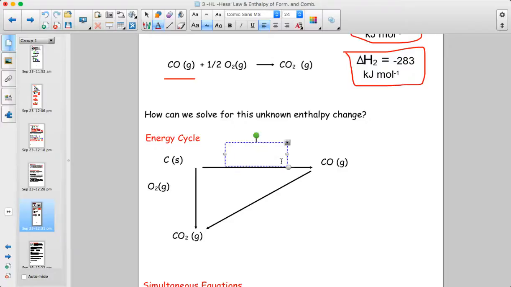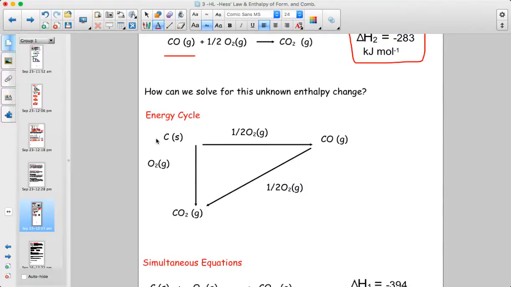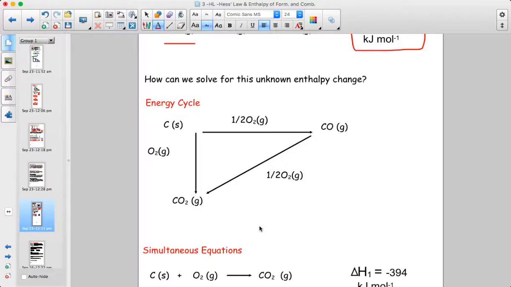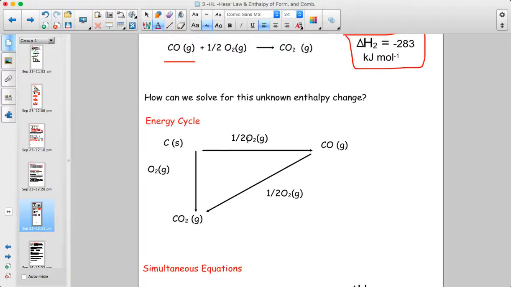To turn it into carbon monoxide, I need half an O2 molecule. And to turn it from carbon monoxide into carbon dioxide, I need half an O2 molecule. So what we're seeing is that we can either do this change from carbon to carbon dioxide in one step, or we can do it in two half steps. Okay? And so the point is, the enthalpy change here and here should add up to the enthalpy change over here.